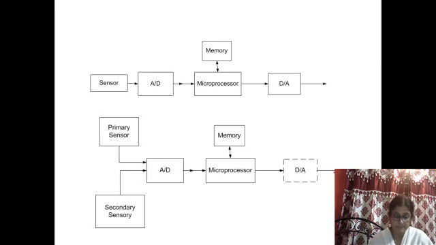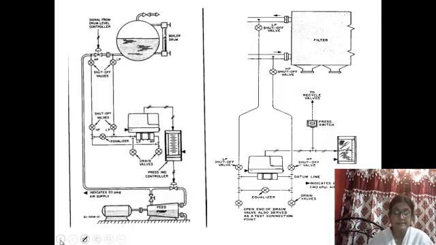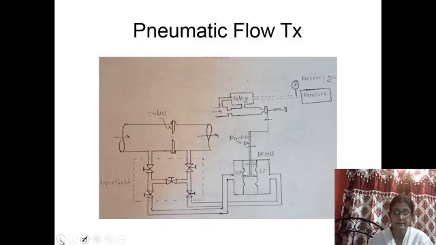And intelligent features are adjustment of span and zero. One thing I forgot to mention, that span and zero adjustment, and adjustment of damping time constant or response time, and diagnostic or status checking. That is the purpose of using secondary sensor, that is diagnostic check or checking of the healthy condition of the transmitter itself.